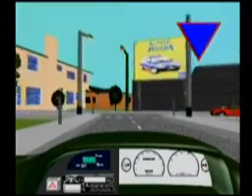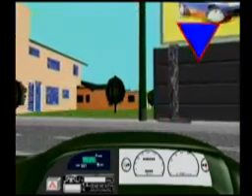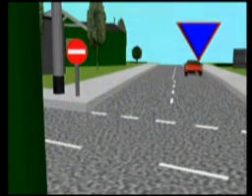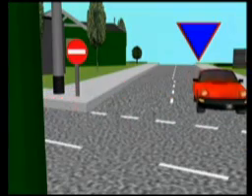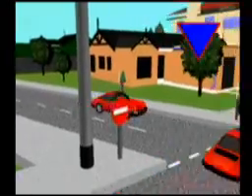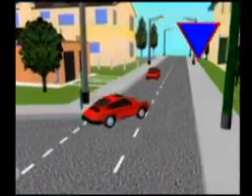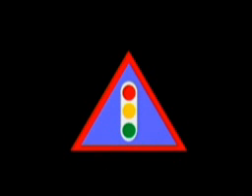The yield sign. When approaching a yield sign, decrease your speed. If it is safe to enter the road, you may do so. Always remember, the traffic in the oncoming road has the right of way. Traffic lights.